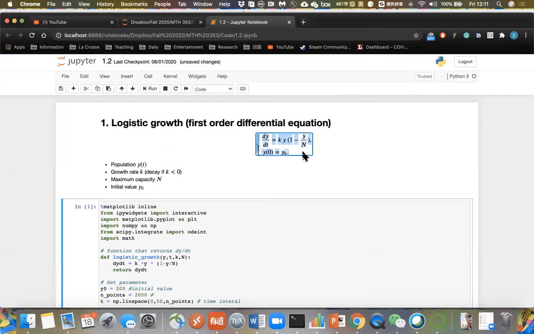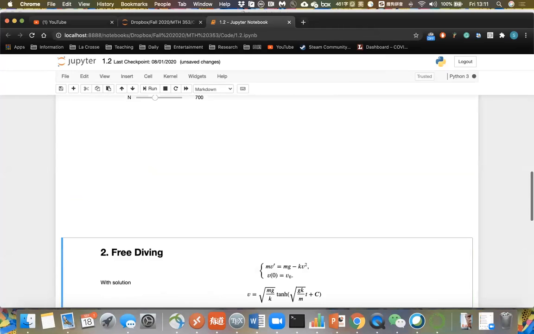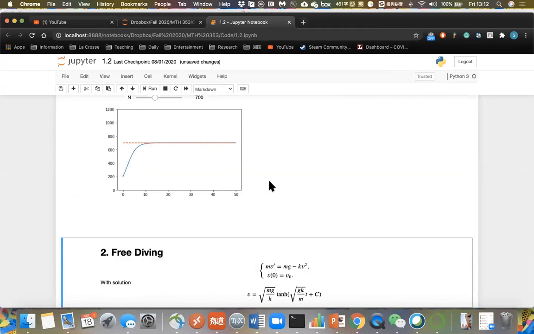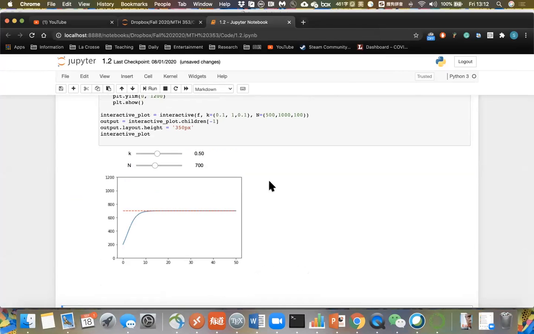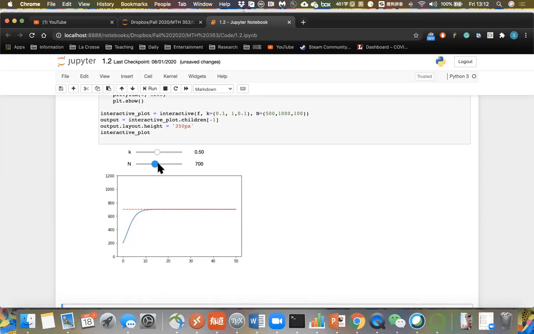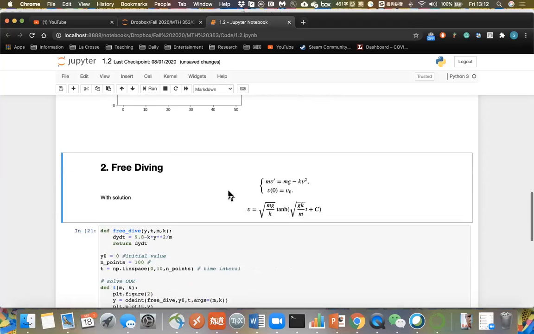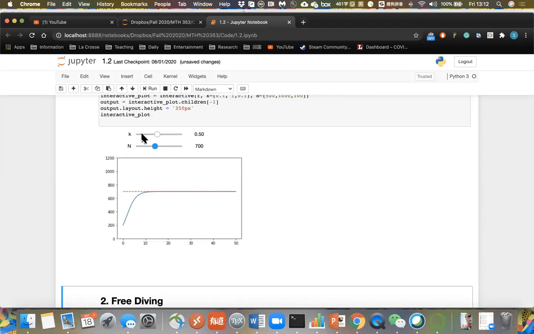We solved this logistic last time. This is just an example to show you what logistic looks like and also to show you how to code a slider in Python because it can be quite neat. Say you've got a maximum capacity of 1,000, let's say, or 700. And you have a parameter, which is the growth rate. Once you have a slider, you can easily manipulate those things and see how your graph is going to change.